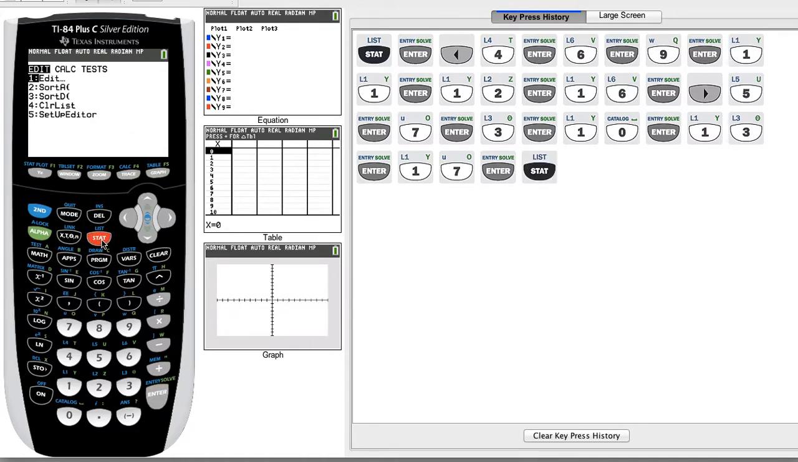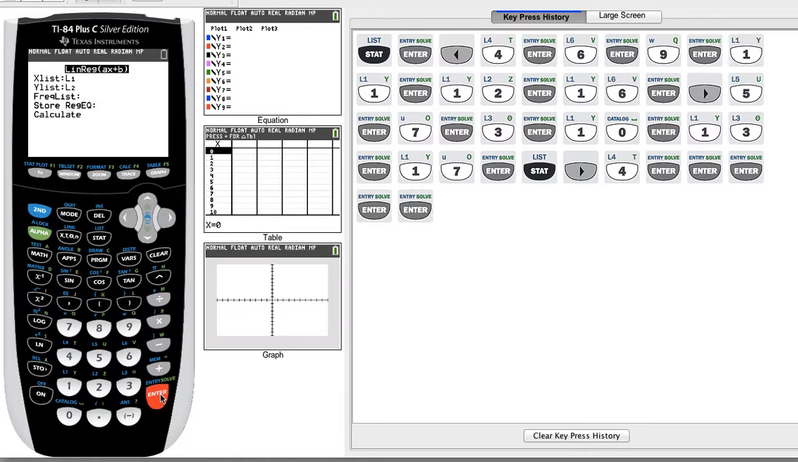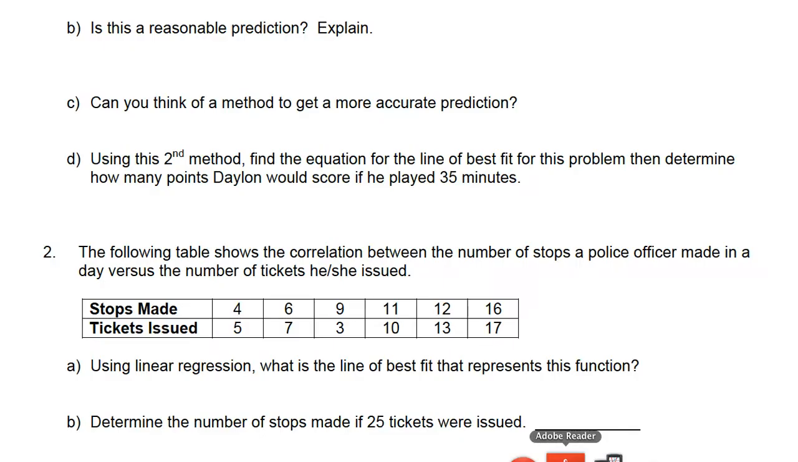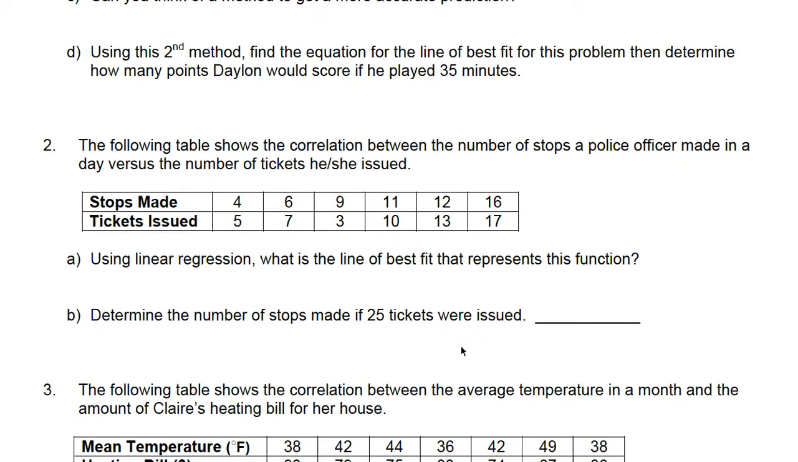After that, you go to Stat, Calc, so you move over, and then number 4, press enter until you get the equation. Always round to the nearest thousandth, so in this case the answer is going to be y equals 1.021x minus 0.707. So that's the equation. Now let's go back to our sheet and see what the next question is.